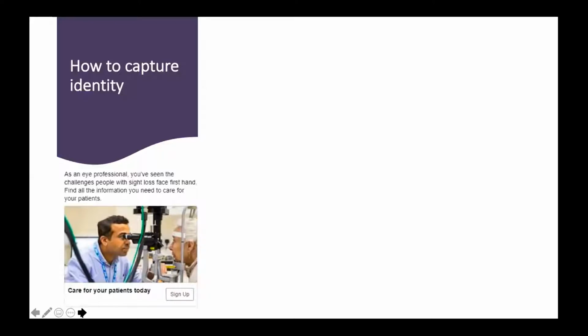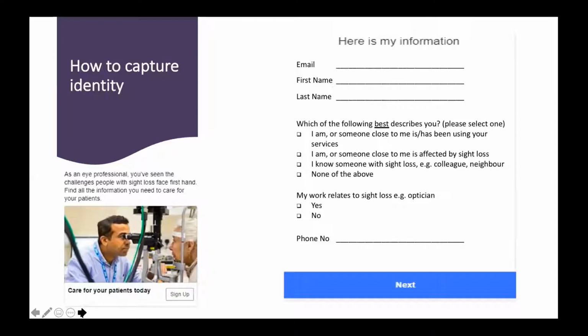And going back to my Facebook ad example, let's say we start with this Facebook ad: "As an eye professional, you've seen challenges people with sight loss face firsthand." This is an identity-based ad. If people click to sign up, we ask them for their information, but we also have two questions. Which of the following best describes you? You or someone close has been using our services, has been affected by sight loss, you know someone, none of the above. And the second question, does your work relate to sight loss?